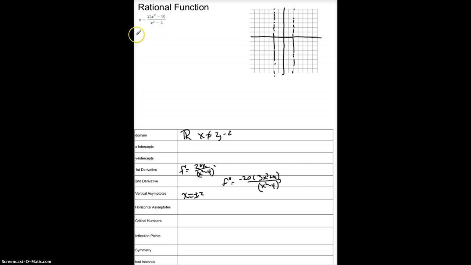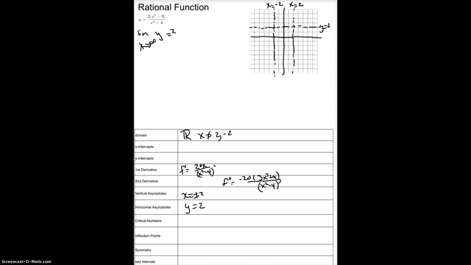Now, do I have a horizontal asymptote? What's the limit as x goes to infinity of y? I see it becomes 2. So I can put in a horizontal asymptote of y equal 2. Then you do need to label these. So I have a horizontal asymptote at y equals 2.